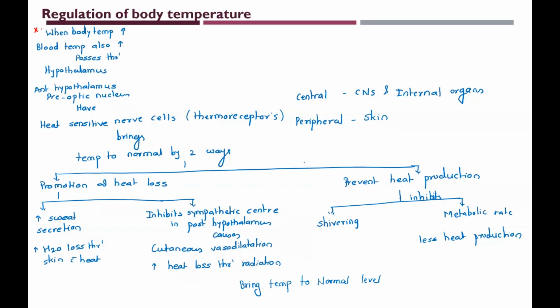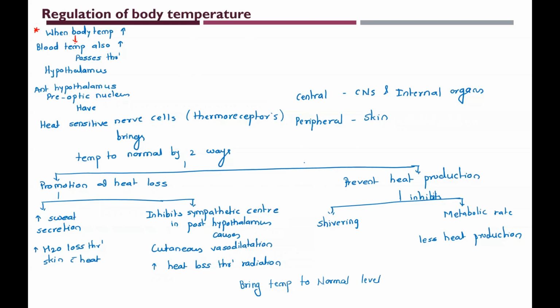So we'll start with the extreme left. When there is an increase in body temperature, these are all, again, the normal things we are discussing. We have not yet entered into the fever topic. Okay. So when the body temperature increases, blood temperature also increases.